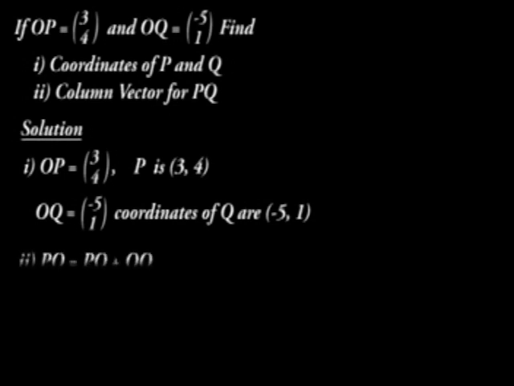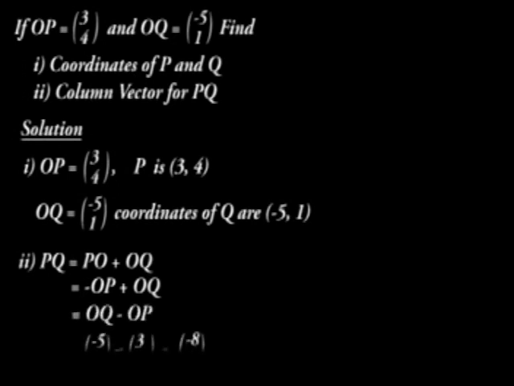PQ is equal to PO plus OQ, which is equal to minus OP plus OQ. This is also equal to OQ minus OP, that is (-5, 1) minus (3, 4), giving us (-8, -3).